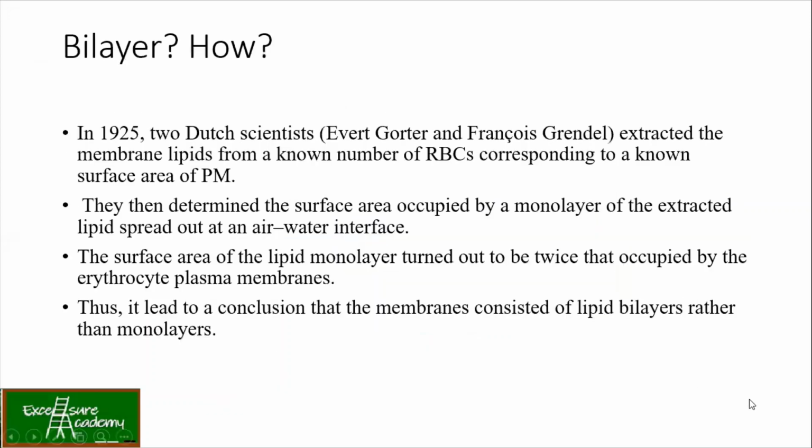Okay. Now, these were the scientists. This is just for your reference only. In 1925, the Dutch scientists Evert Gorter and François Grendel extracted the membrane lipids from a known number of RBCs corresponding to a known surface area of plasma membrane. Why was it necessary to have a known number of RBCs? How will you calculate the exact number of RBCs? There is an experiment using a hemocytometer, you must have heard of it, correct?